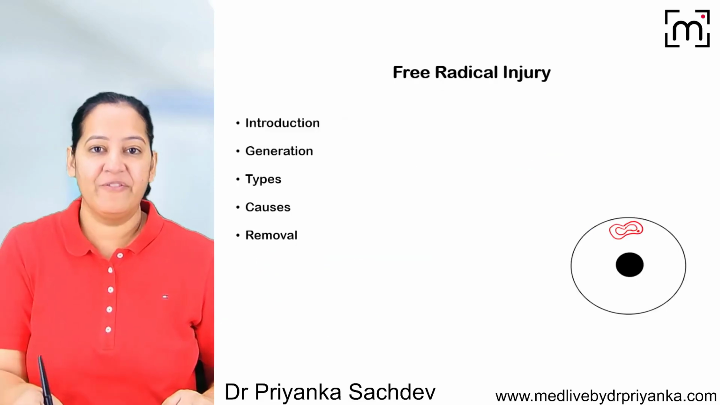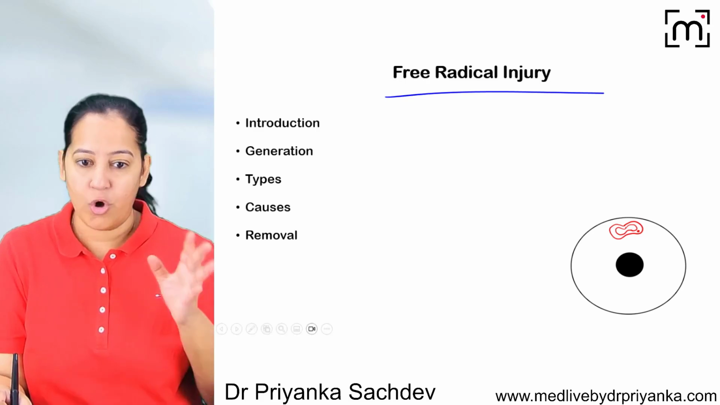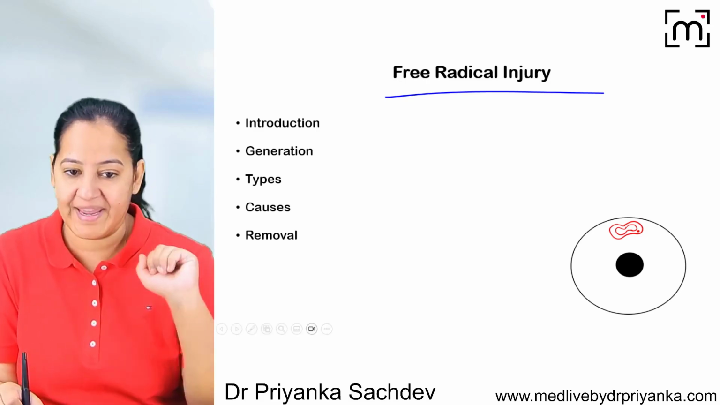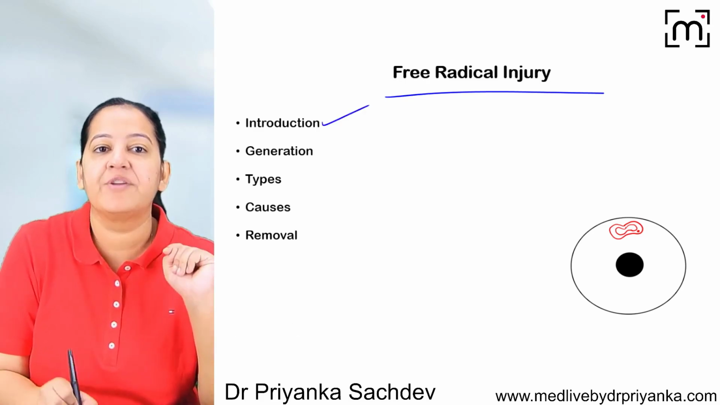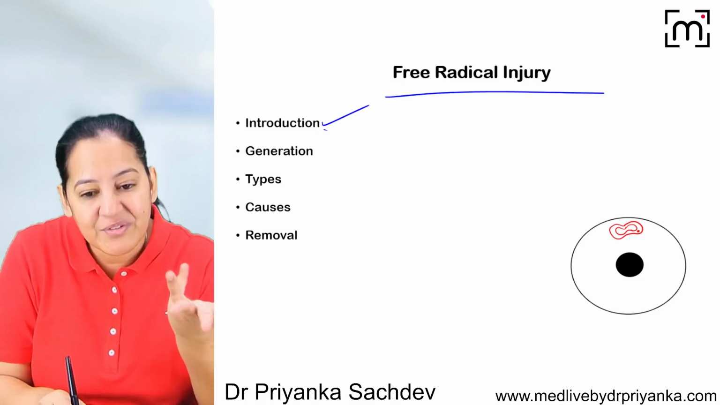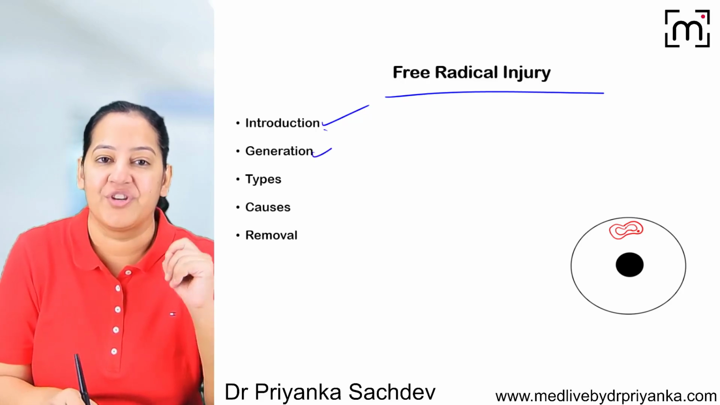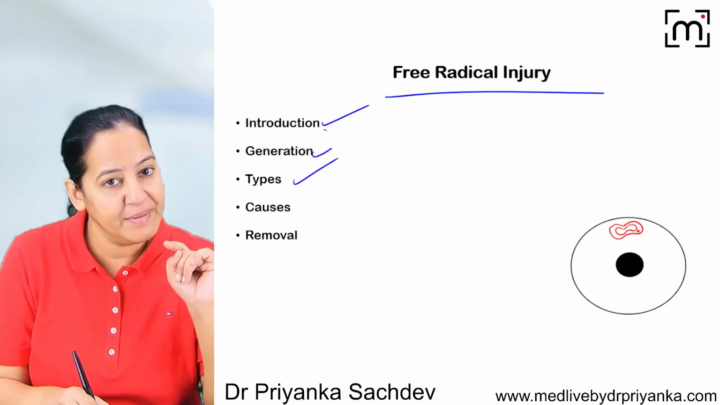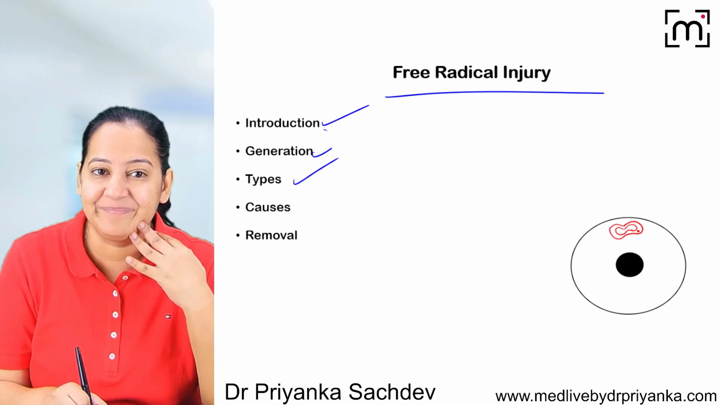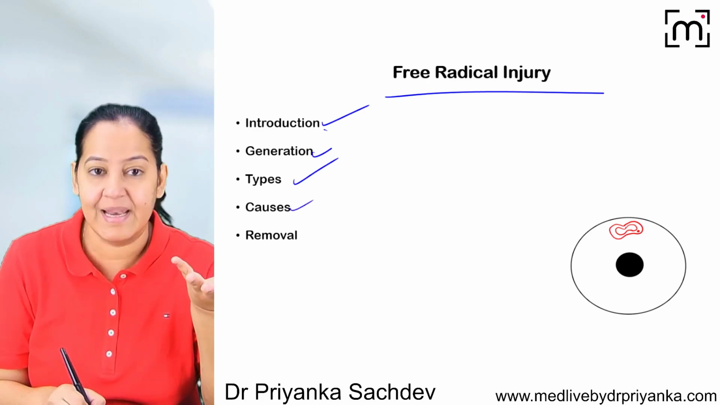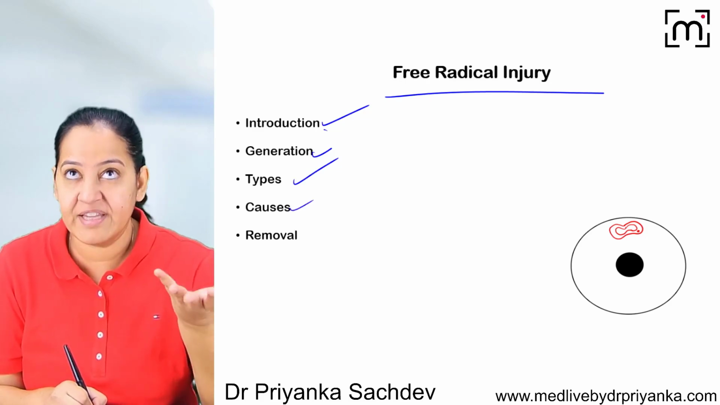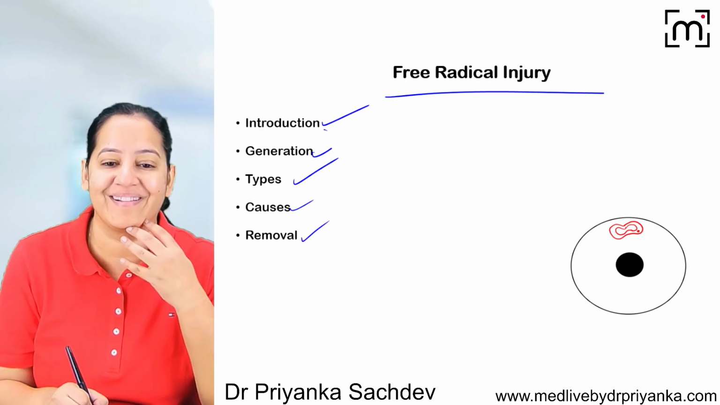It's ultra important. If free radical injury comes in your exam as a long or short question, you have to write under the following headings. The first thing you write is the introduction, that is the definition of the free radical. What is a free radical? Then tell me the generation: how do they get generated? Then tell me the types: how many types of free radicals are there? What do they cause in the cell, and what defense mechanism has God given to remove the free radicals?